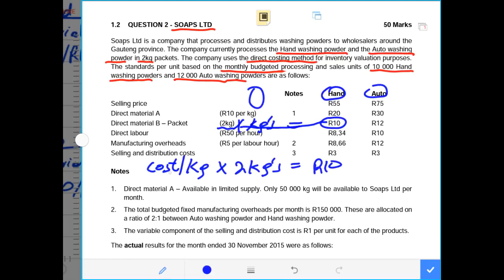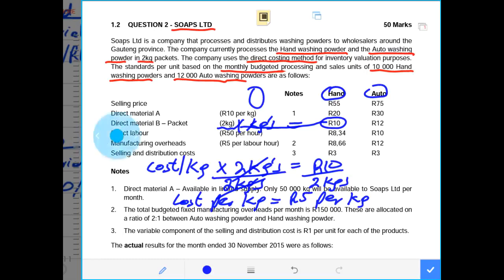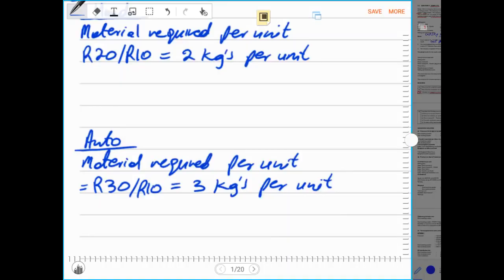So what are we looking for? We are looking for the cost. Therefore now we divide by 2 kgs. 2 kgs, we cancel 2 kgs, then we divide again this side by 2 kgs. So now meaning the cost per kg, in this case, will be equal to 10 divided by 2, meaning it will be 5 rand per kg. So now we go and we effect that under material B.